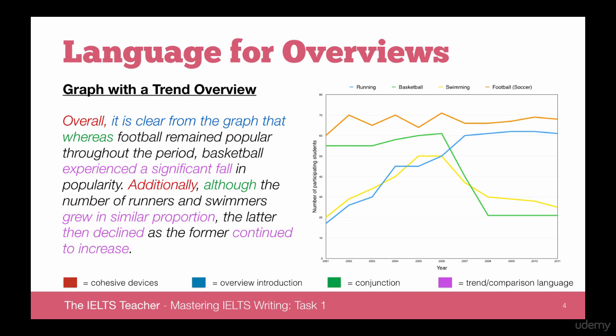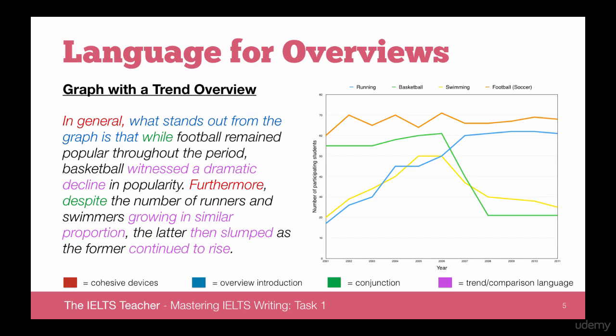Additionally, there's the cohesive device. Although, there's the conjunction. Although the number of runners and swimmers grew in similar proportion, the latter then declined as the former continued to increase. Two trends. But notice there are no figures here, no specific numbers, no specific dates.